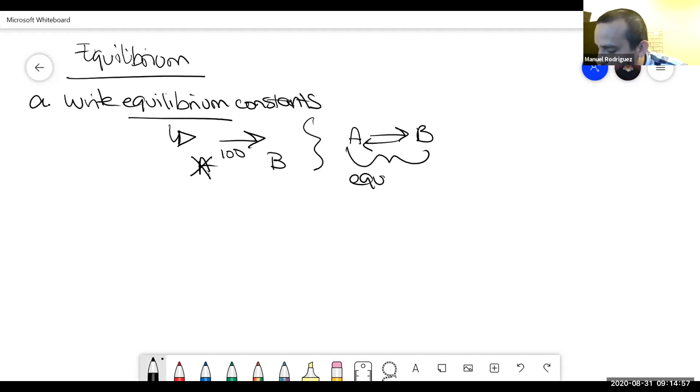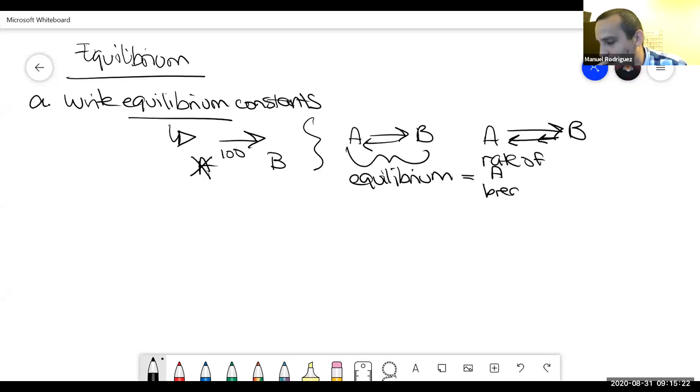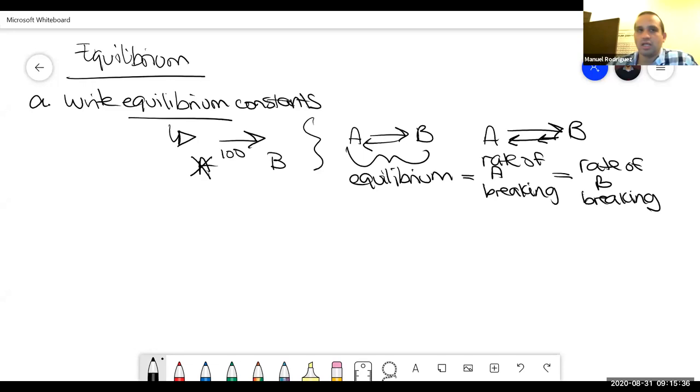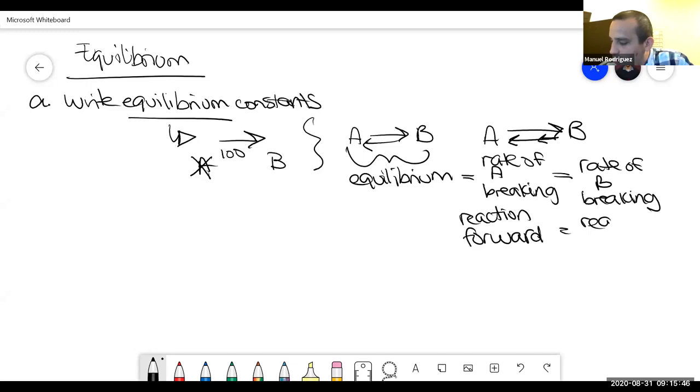So normally, A starts forming B. B then slowly starts forming A. And at some point, the two things happen at the same speed. So the rate of A breaking equals the rate of B breaking also. Basically, the forward reaction equals the reaction in reverse. So the two reactions are happening at the same pace.